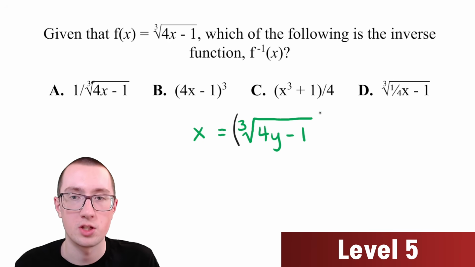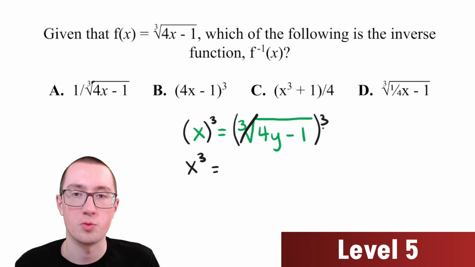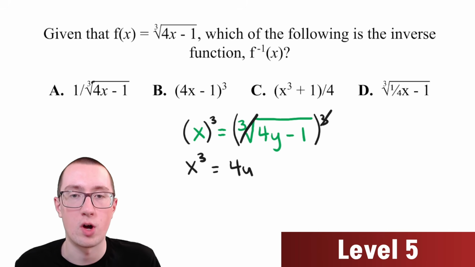So remember, we can do whatever we want to both sides of the equation. So I'm going to cube both sides. So the left side is just going to be x cubed, and the right side is going to be everything except for this cube root, because the cube root and the power of 3 cancel out. So it's just going to be 4y minus 1.